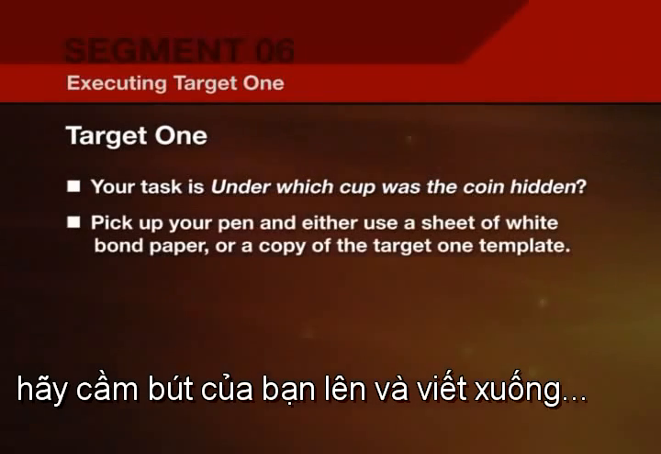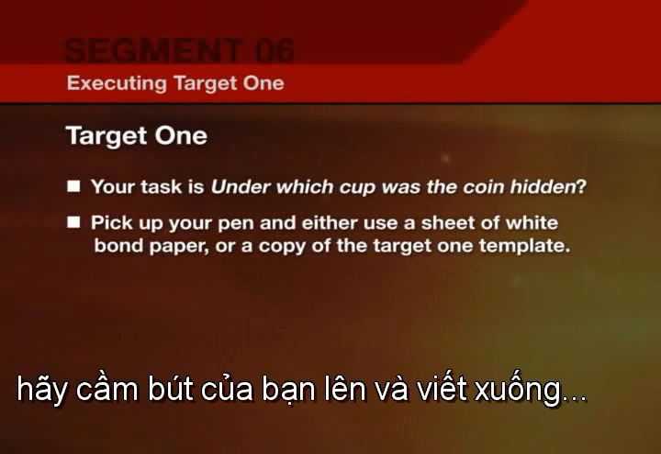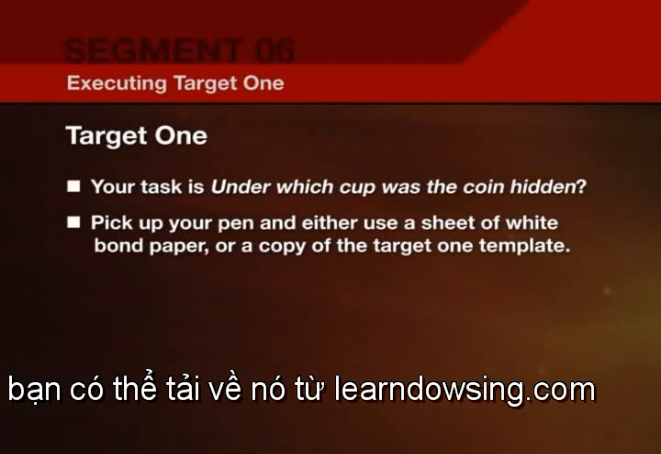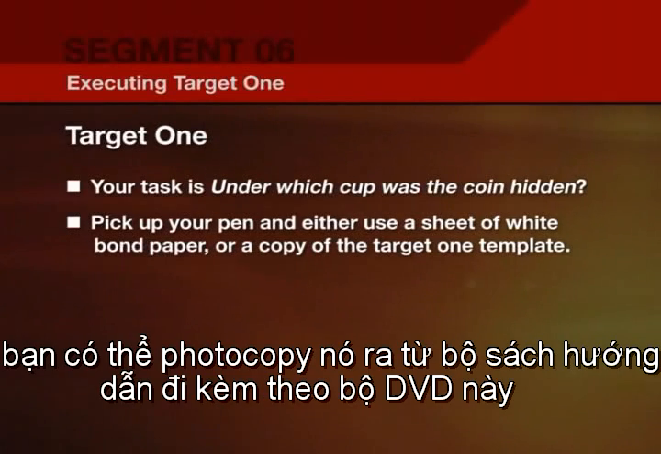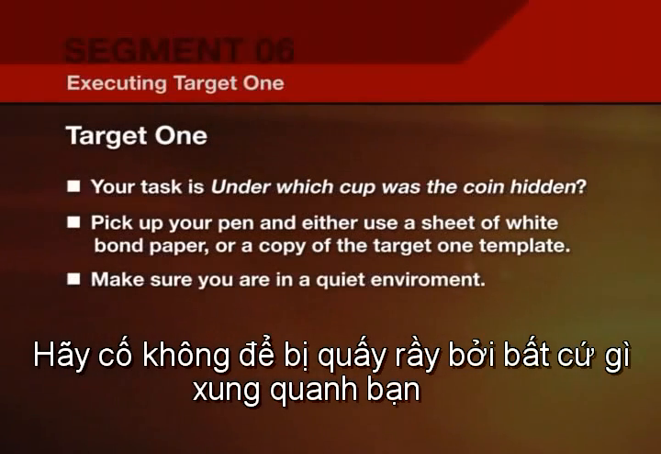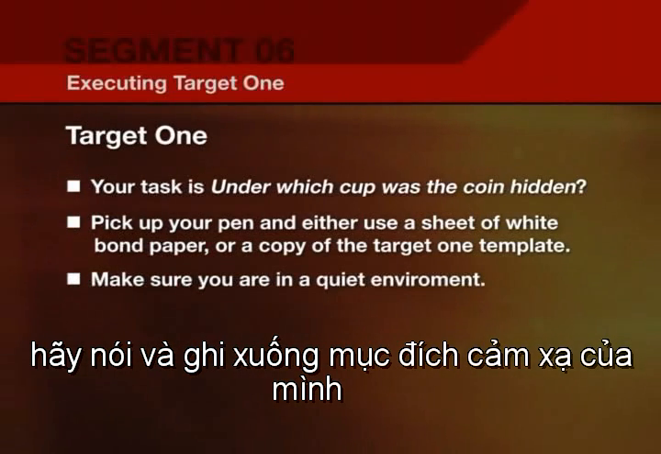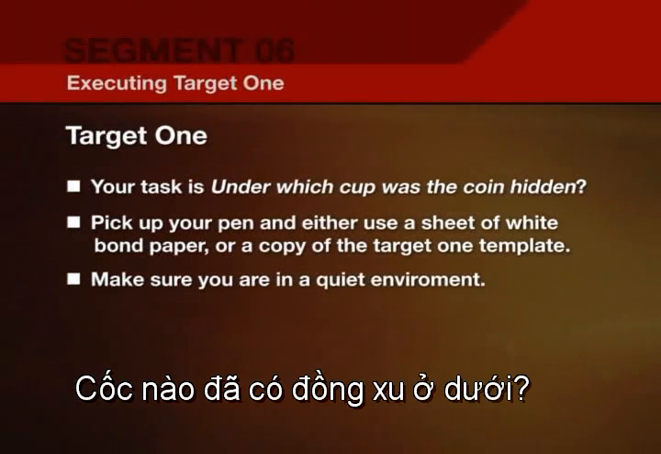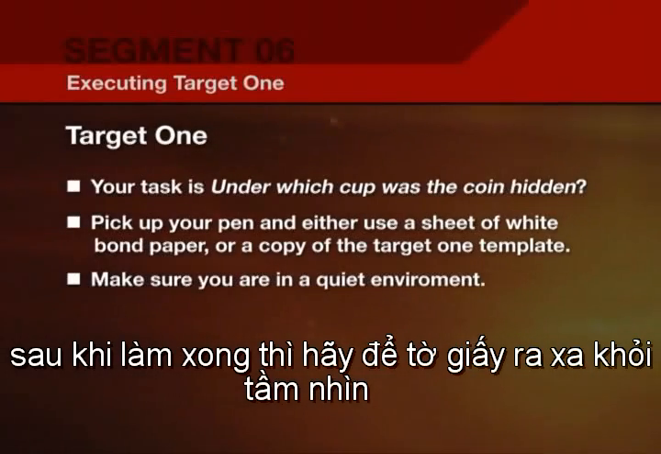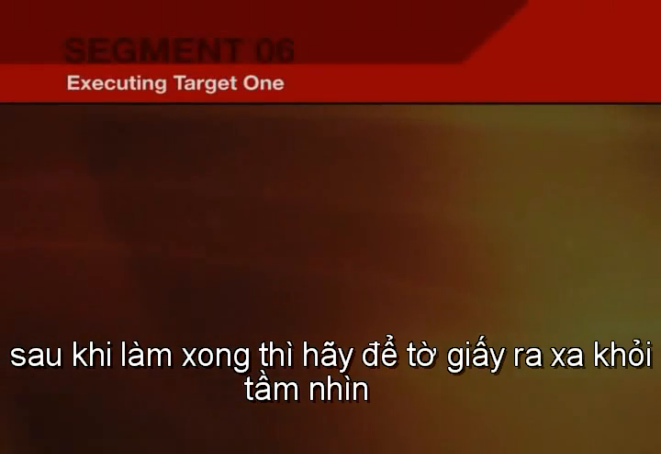At this time, pick up your pen and use either a sheet of white bond paper or a copy of the Target 1 template as previously instructed, which you can download from LearnDowsing.com. You can also manually copy the template from the Learn Dowsing DVD set manual. Make sure you don't have any distractions or noises around you. Verbalize and write down your task. Under which cup was the coin hidden? Do this right now, and then move the paper away from your view.